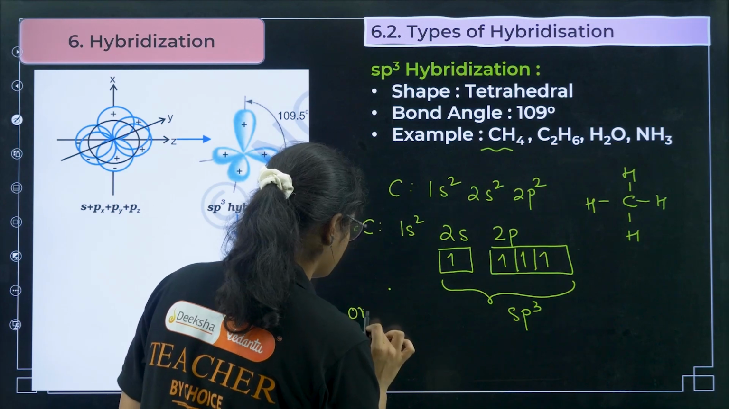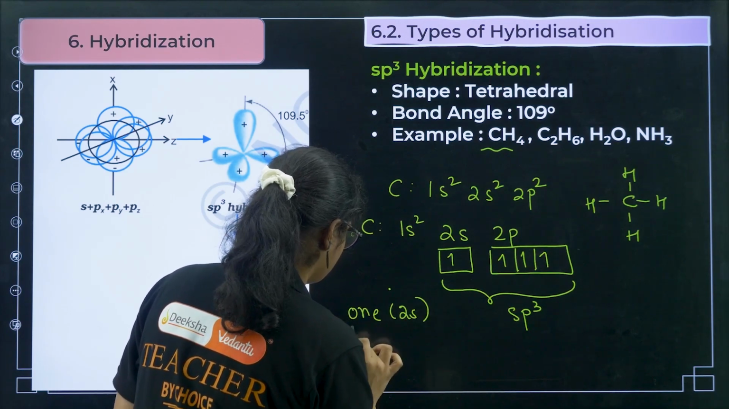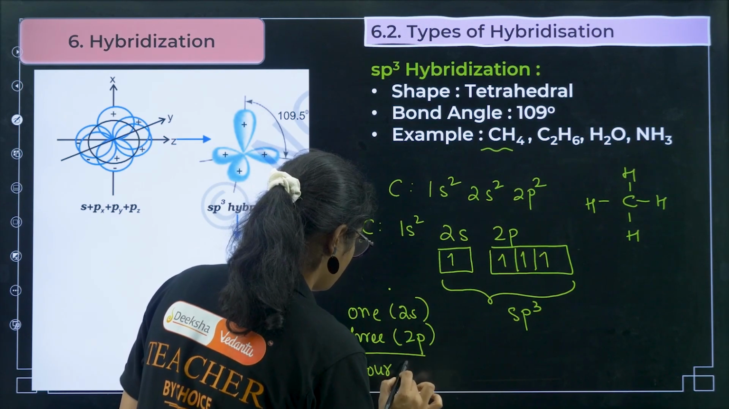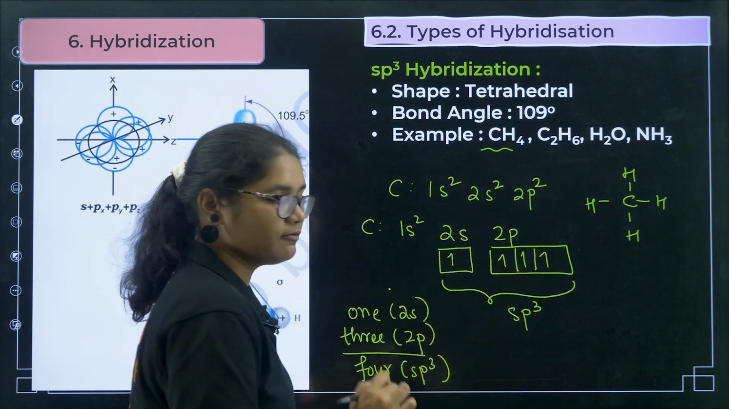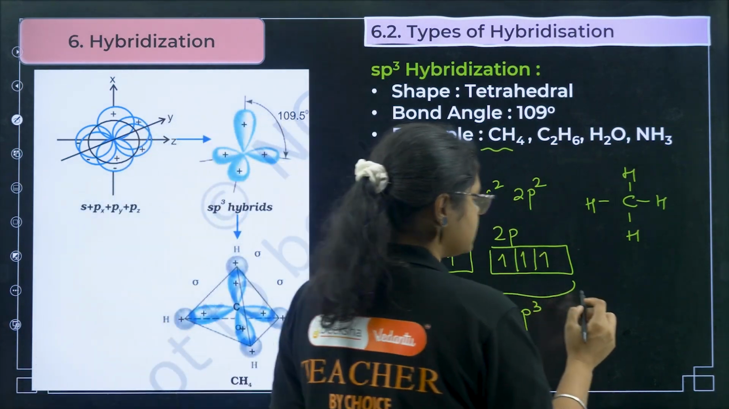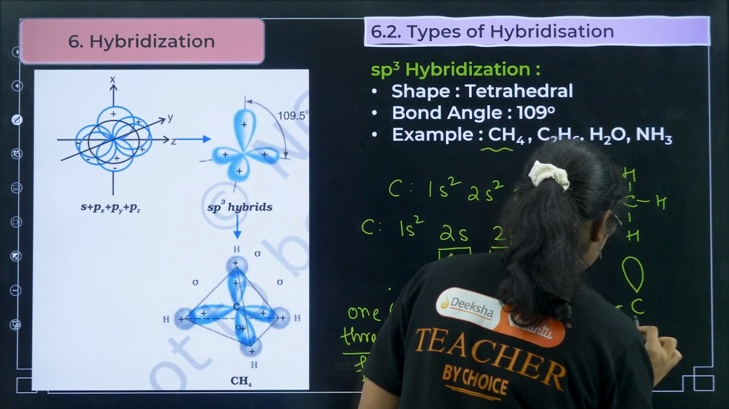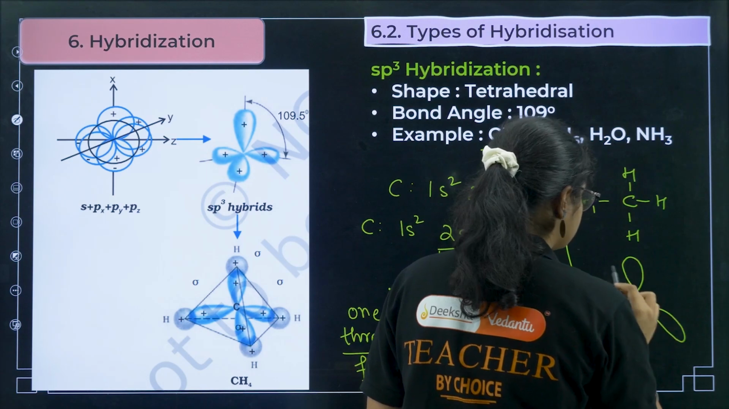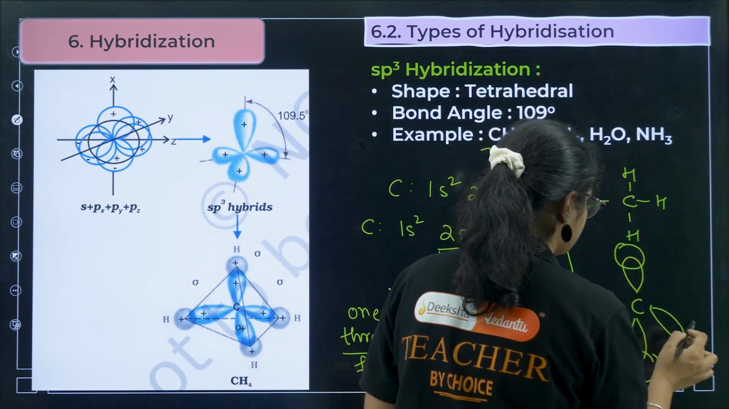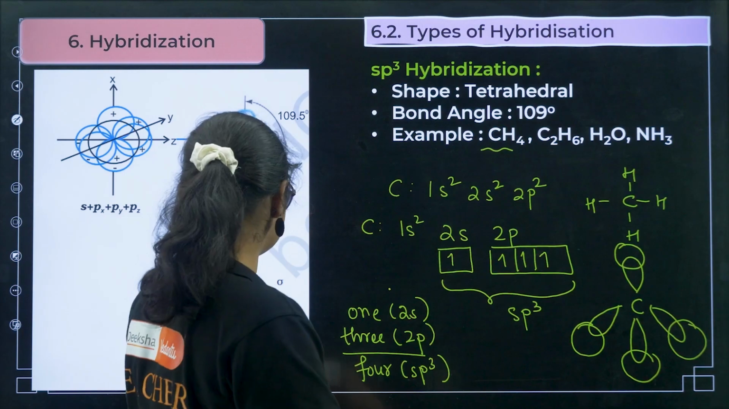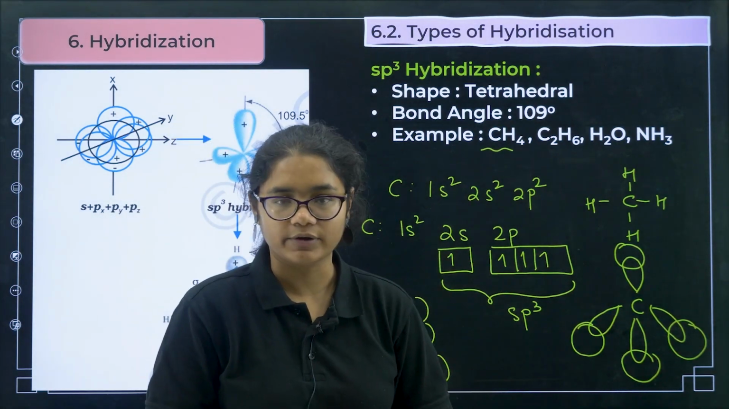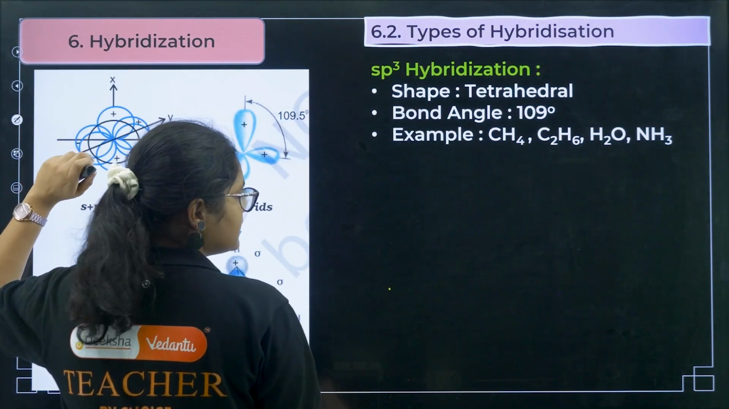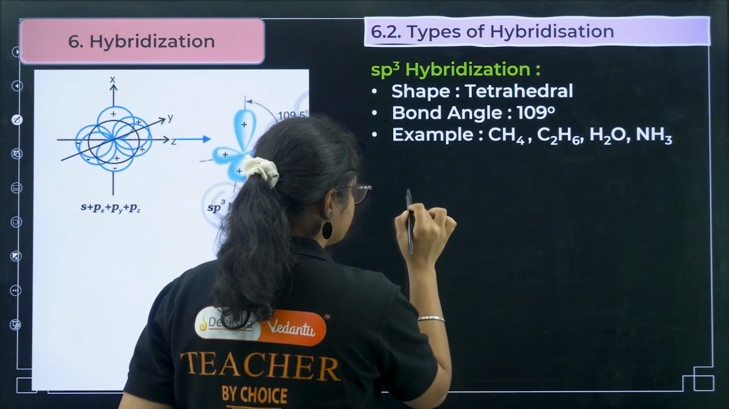So one 2s and 3 2p orbitals will combine to give you 4 sp3 hybrid orbitals. 4 sp3 hybrid orbitals are formed. So now this carbon has 4 sp3 hybrid orbitals. After that, these 4 sp3 hybrid orbitals form bonds with hydrogens. You can see the structure here, giving a tetrahedral structure. Now there is another molecule also, C2H6, which can form bonds like that. So I'll erase this to understand C2H6. Now if you see, the C2H6 structure is like this.